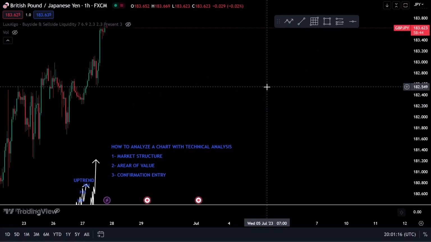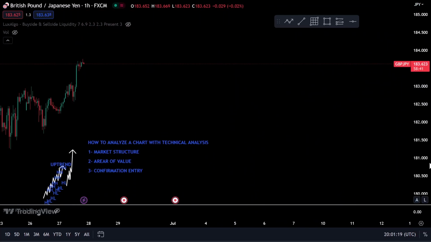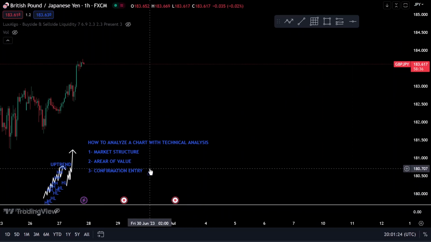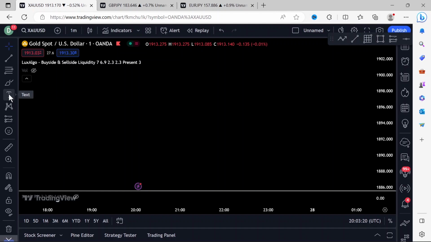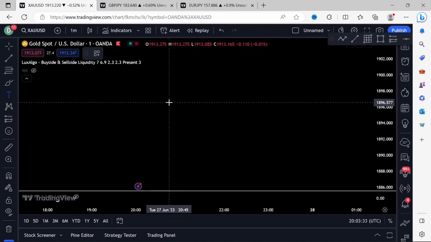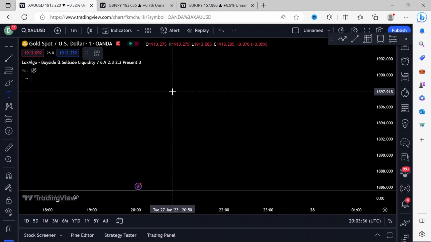Now let's look at what we term as an area of value. So what is an area of value? An area of value is used to determine a significant area where markets reacted. We can also link it to what we call order blocks. So it's a significant area of price action.